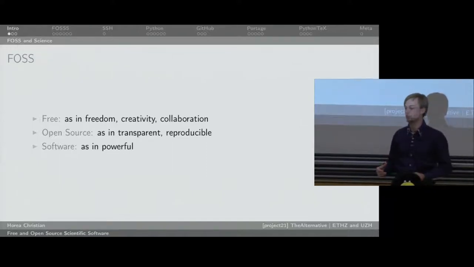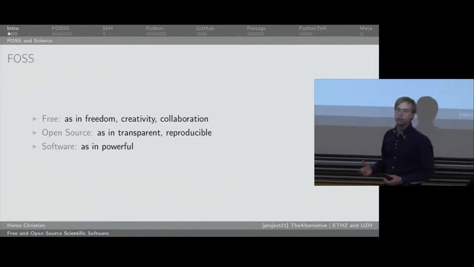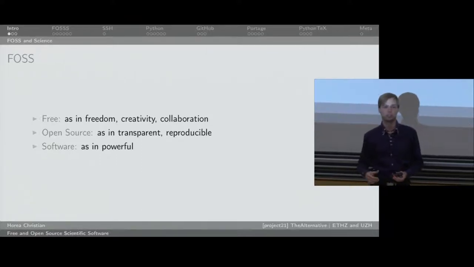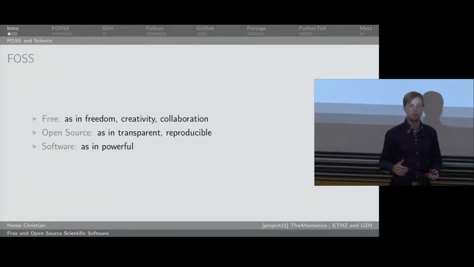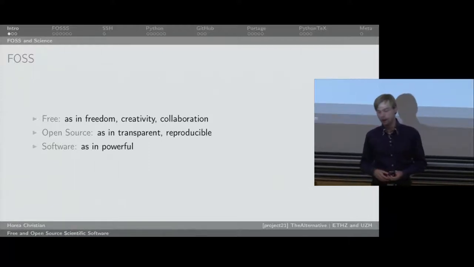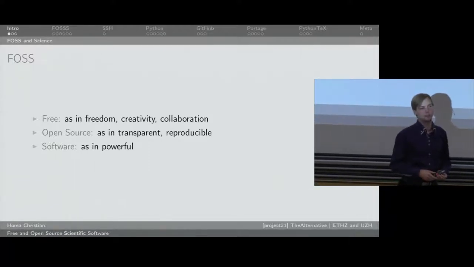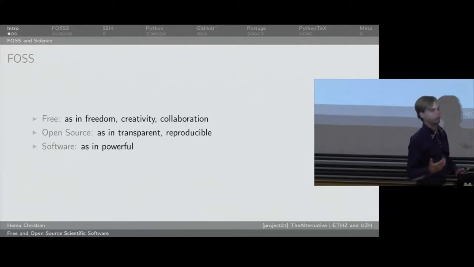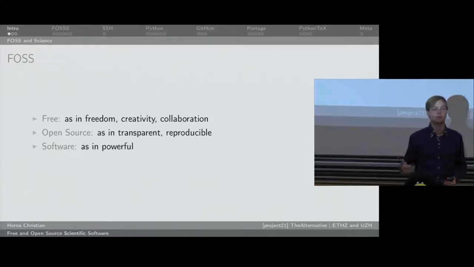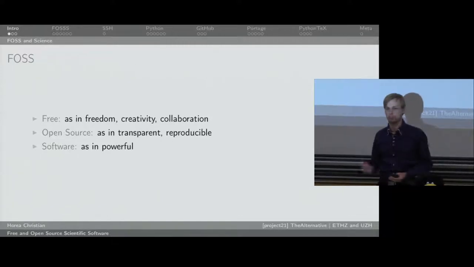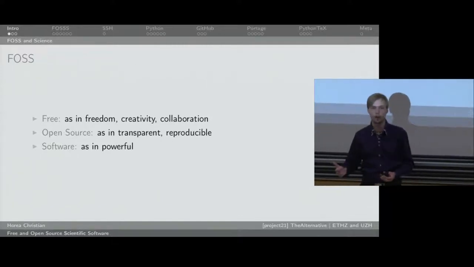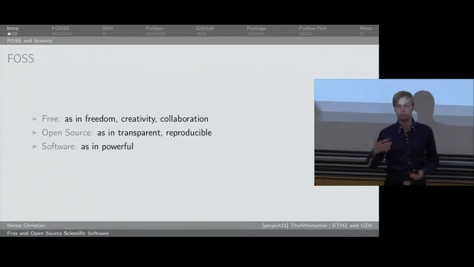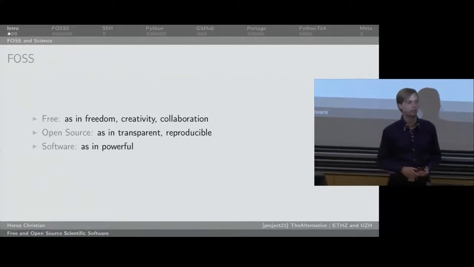Open source means that the software can be read, in the sense that you as a human can understand how it's programmed and how it works. You have access to the source code. And that is also very important for scientific purposes because that guarantees that the software is transparent and reproducible. In the same way in which you document your experiment to make sure that it's reproducible, you also document your software and you show where it comes from to make sure that people can reproduce the results which you get with your software.